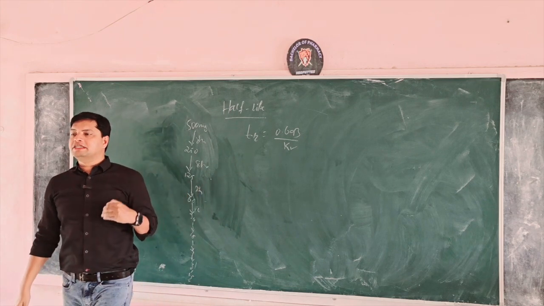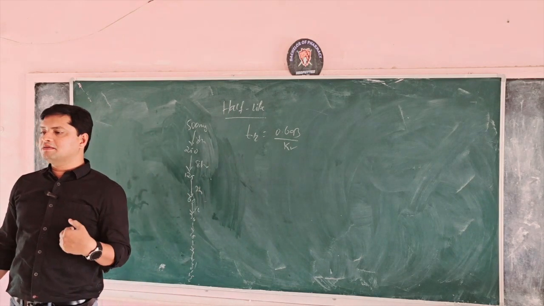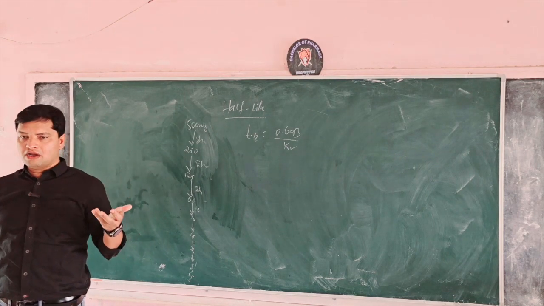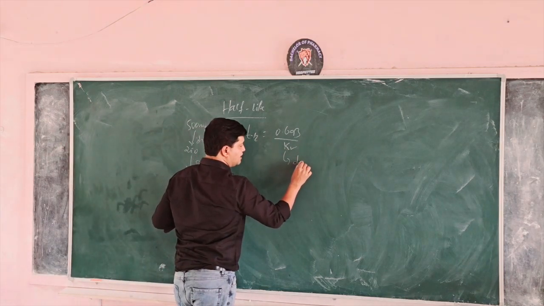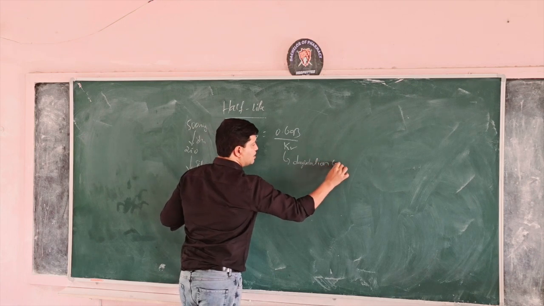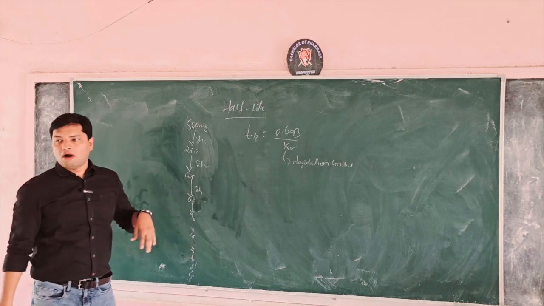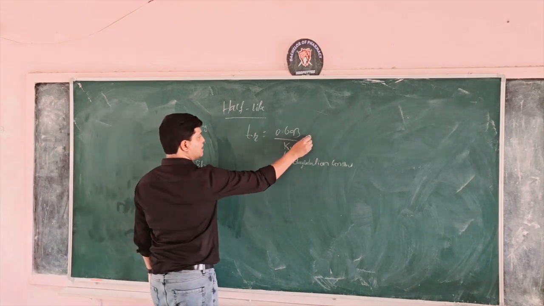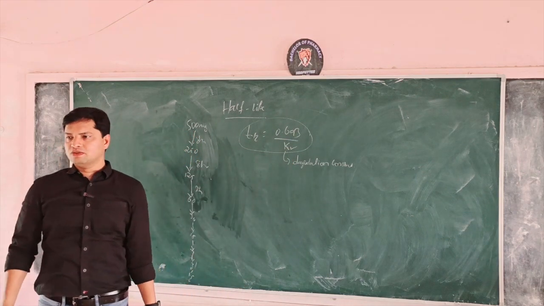The radioactive material is degrading. Hence we call it the degradation constant. This is called the degradation constant. Now, how do we get this equation? Where do we get this equation? You saw this equation in +2.